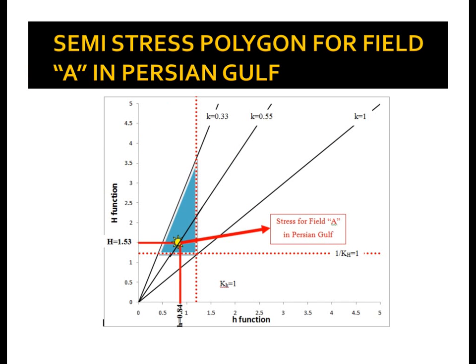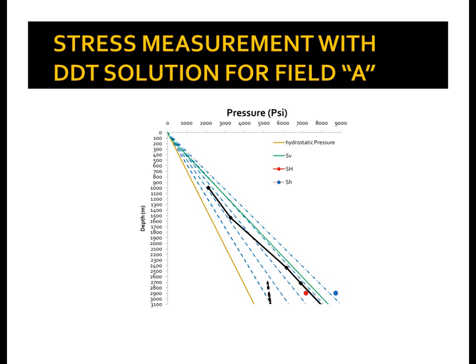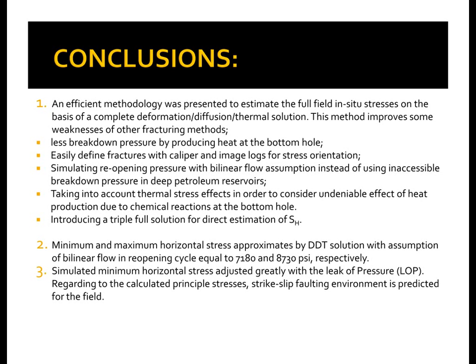To verify these formulas, in this study we have done a stress analysis using the DDT approach and semi-stress polygons for a field in the Persian Gulf. H functions for field A in the Persian Gulf predict a strike-slip faulting environment for the region. Minimum and maximum horizontal stress for field A by the DDT solution with the assumption of bilinear flow in the reopening cycle are approximately equal to 7180 and 8730 psi respectively.